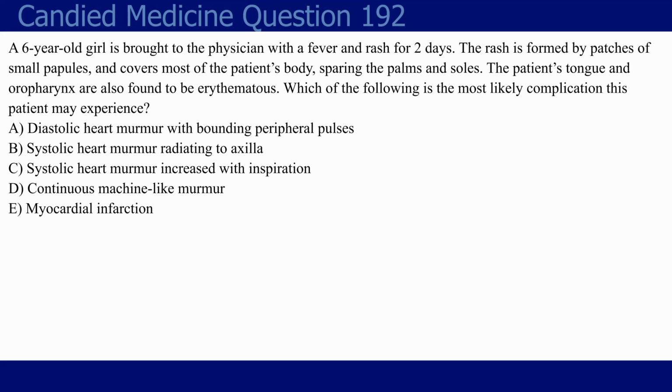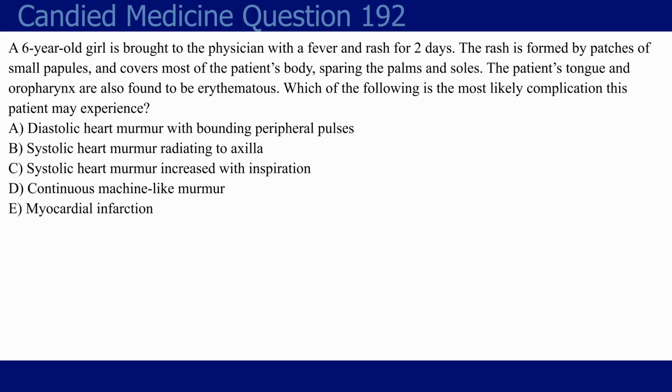A 6-year-old girl is brought to the physician with a fever and rash for 2 days. The rash is formed by patches of small papules and covers most of the patient's body, sparing the palms and soles. The patient's tongue and oral pharynx are also found to be erythematous. Which of the following is the most likely complication this patient may experience?